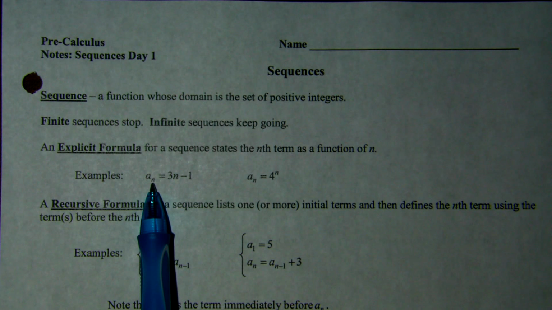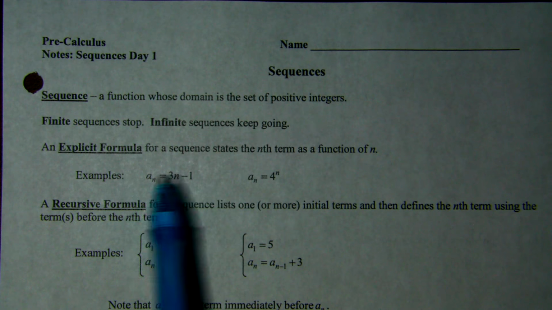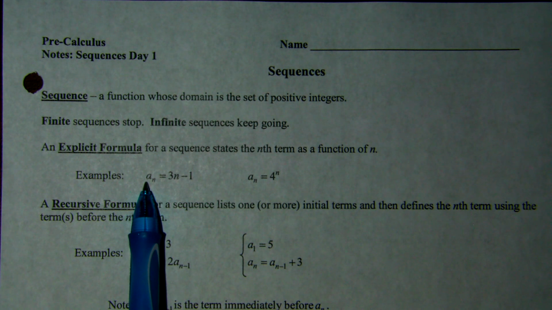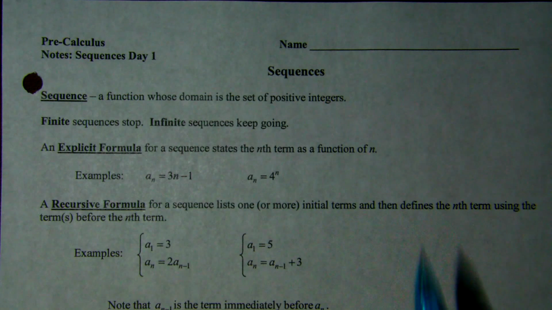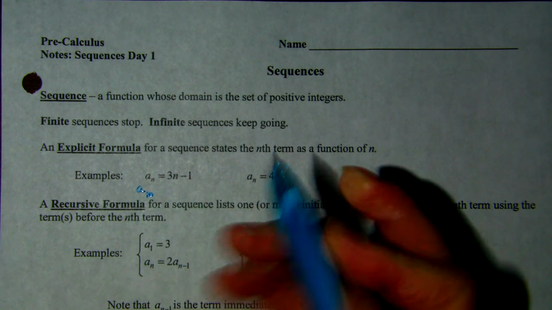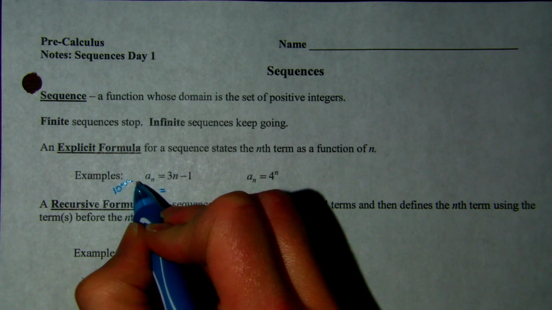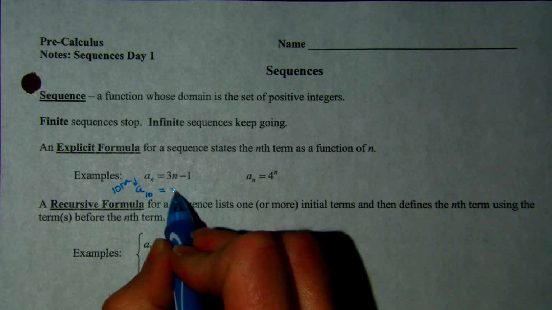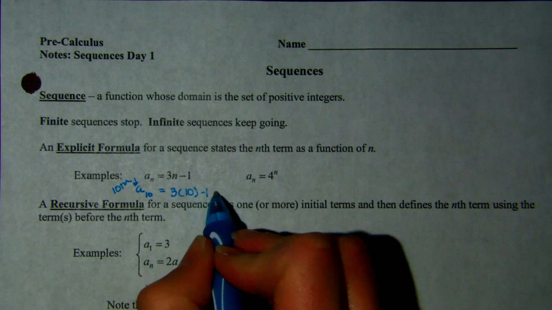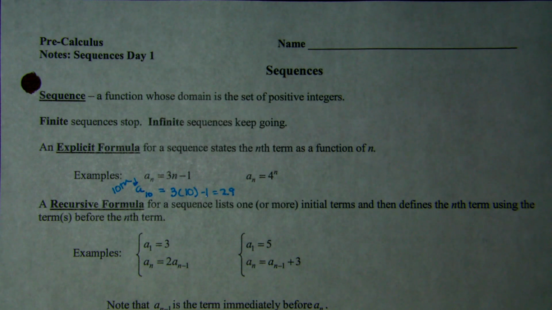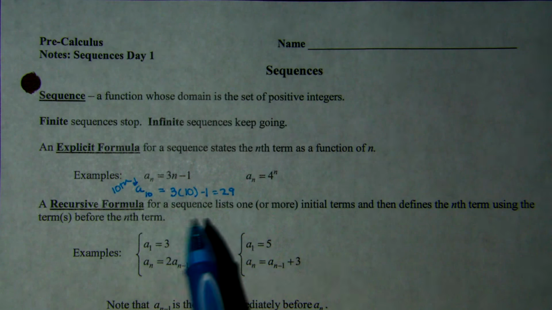You don't need to know the other terms in the sequence to tell me the term at place 5 or the term at place 7. We don't have to look back at the other terms to figure out what the term we want is. All right, so if I said, here is an explicit formula, find me a sub 10, that's the 10th term. You could find a sub 10 by just plugging it into the formula. 3 times 10 minus 1. And that's 29. You don't have to know anything before, and you don't have to know anything after.